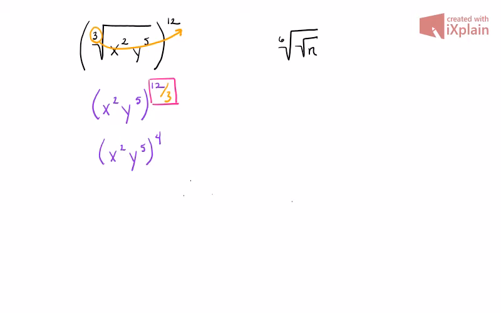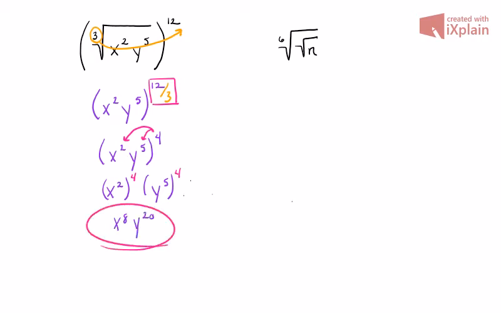I can share out that power of 4 to both the x and the y. So that would give me x squared raised to the 4th power times y to the 5th raised to the 4th power. And that comes out to x to the 8th, y to the 20th. And that's as far as I can go.